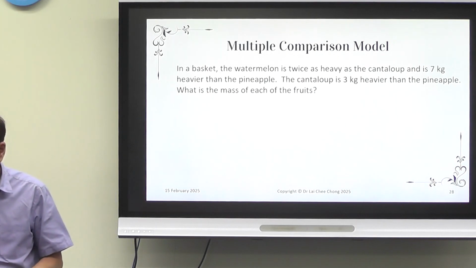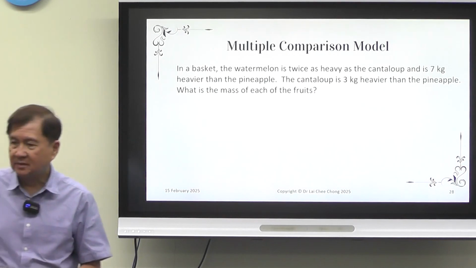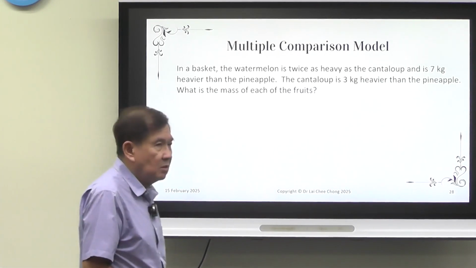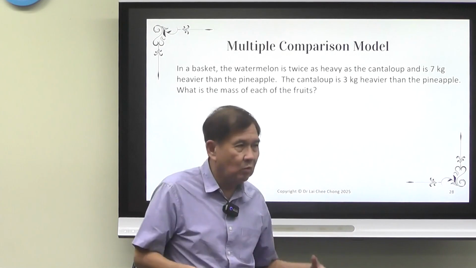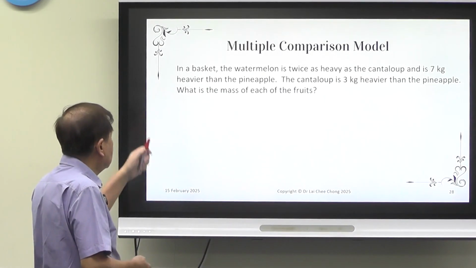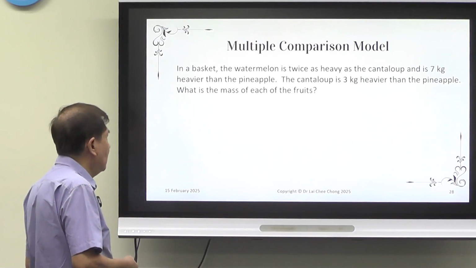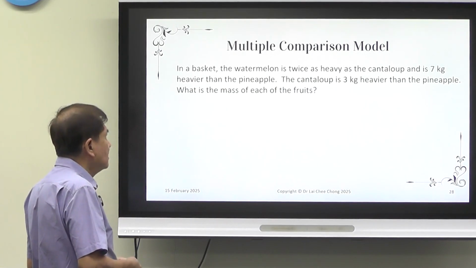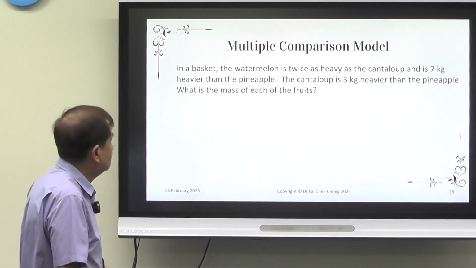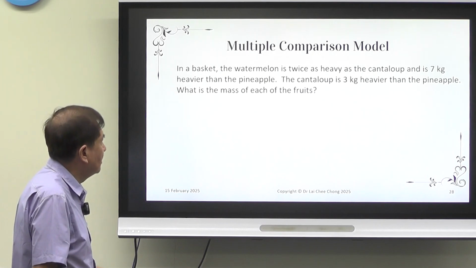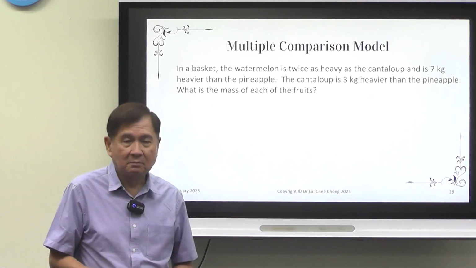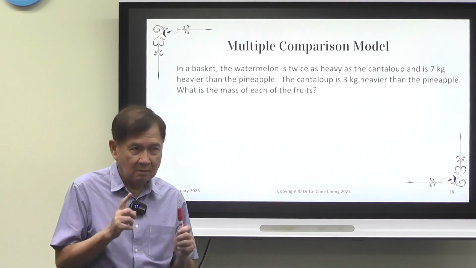Now, we are talking about multiple comparison. This one means that you have different types of comparison all together in one word problem. Now, look at this question here. In a basket, the watermelon is twice as heavy as the cantaloupe and is 7 kg heavier than the pineapple. The cantaloupe is 3 kg heavier than the pineapple. What is the mass of each of the fruits? My goodness, lots of things are going on there now.